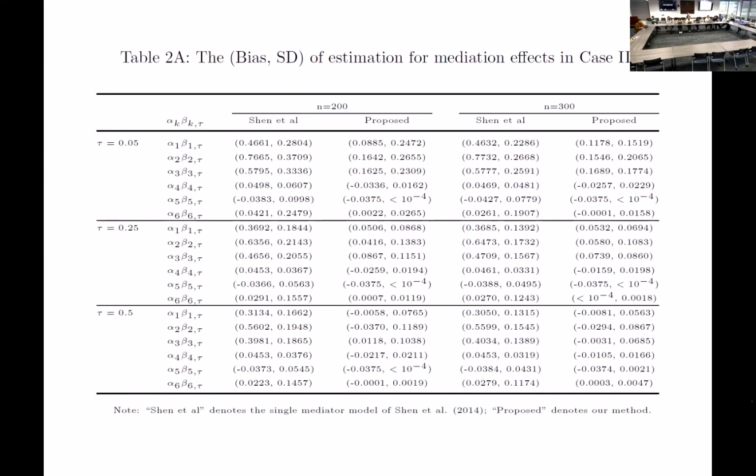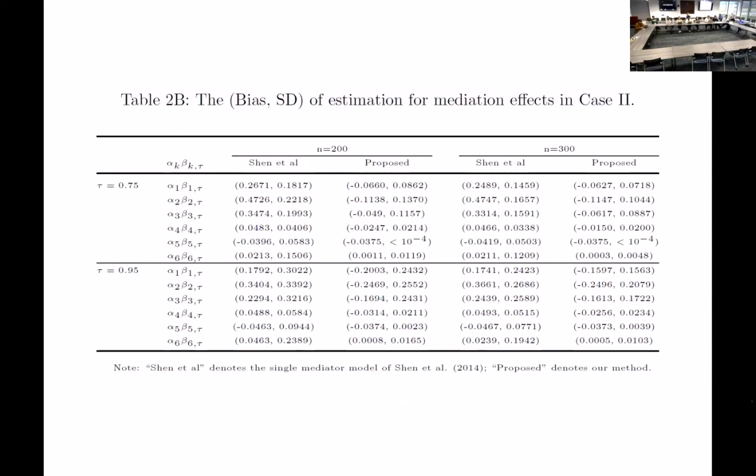Here we show setting 2. In setting 2, this beta tau is different. Beta 1 tau, for different tau, this one is different from this one because we have different tau. But again, you see our model performs better than Shen et al.'s method.